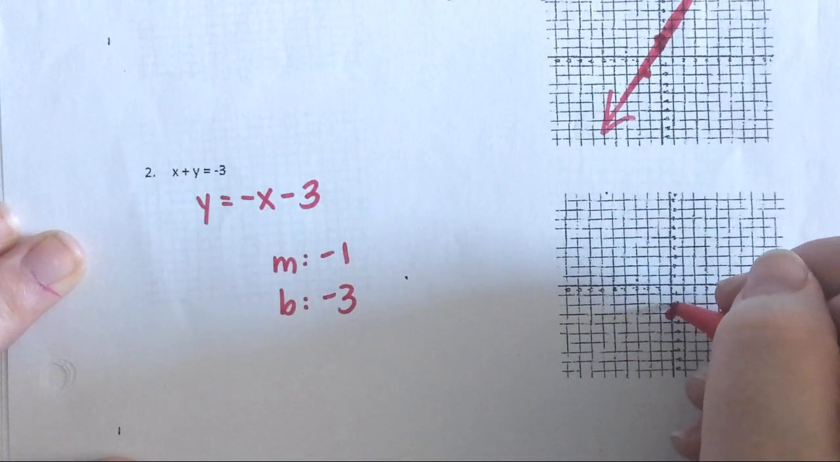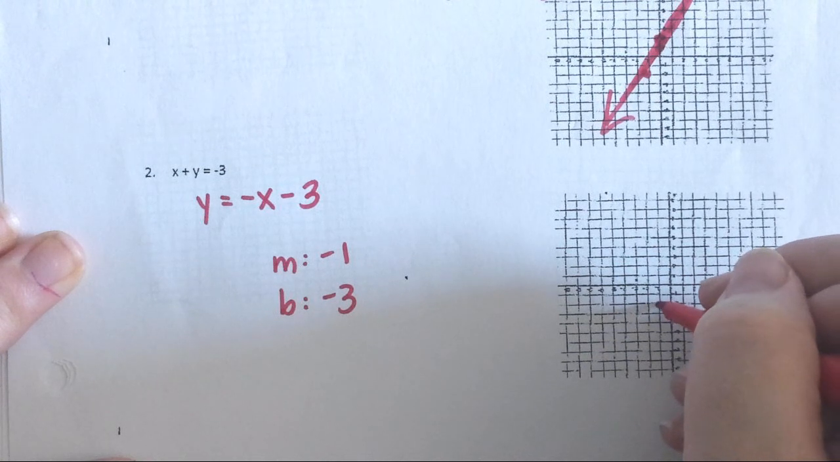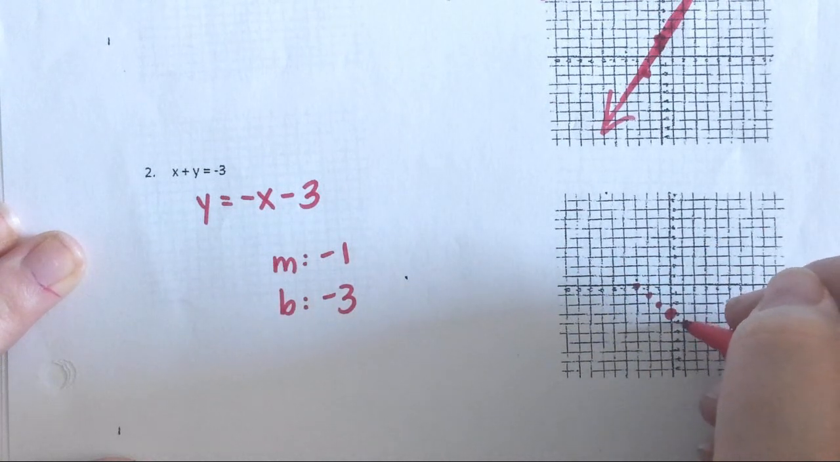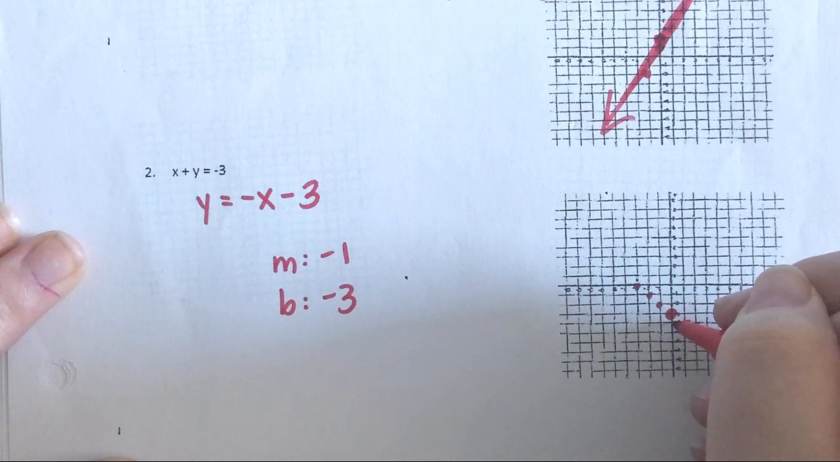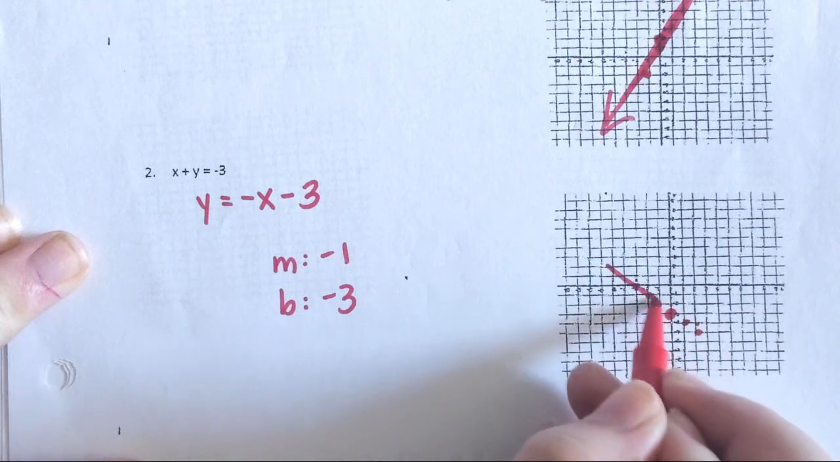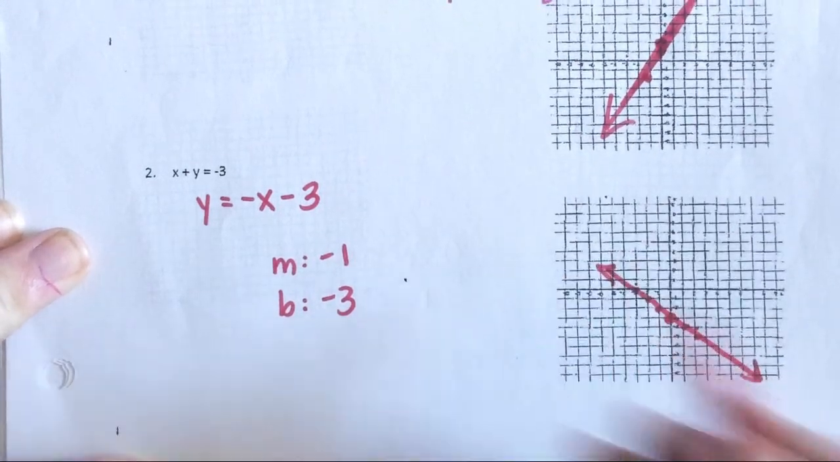And then if I count up 1, I have to go to the left one. And if I go down 1, I have to go to the right one. And I'm just going to do a couple and call it a day.